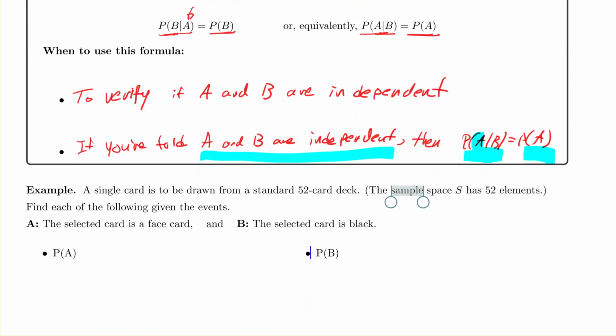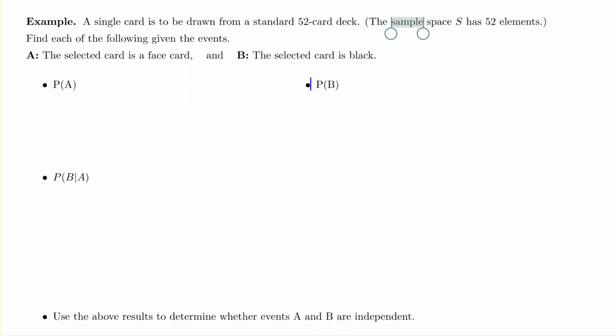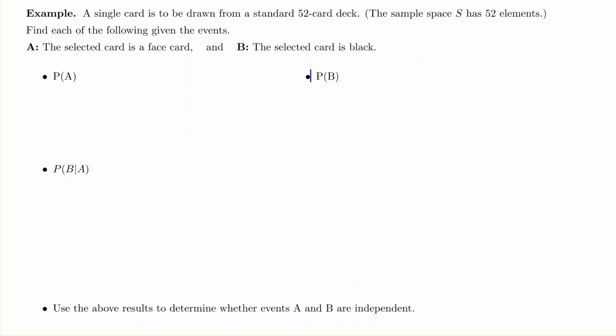So let's look at some examples. A single card is drawn from a standard 52 card deck. Find each of the following given events. Again, event A is selecting a face card. There are a total of 12 face cards: Jack, Queen, and King for each suit.